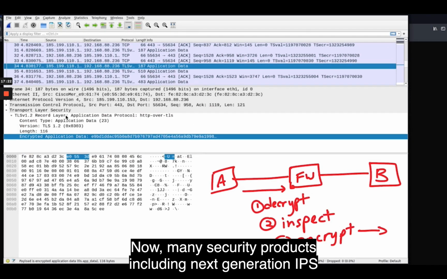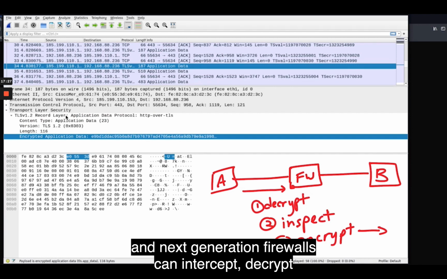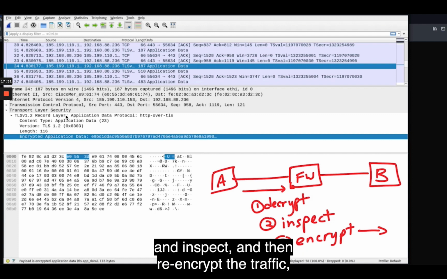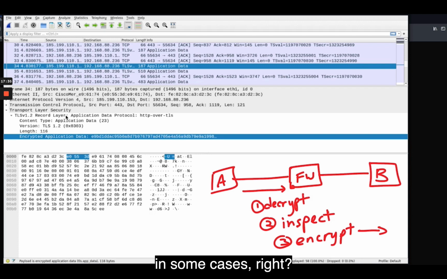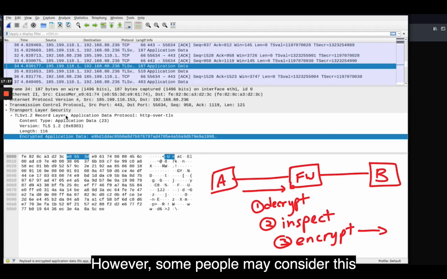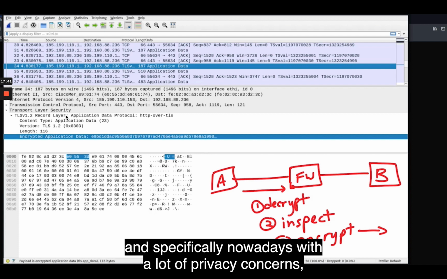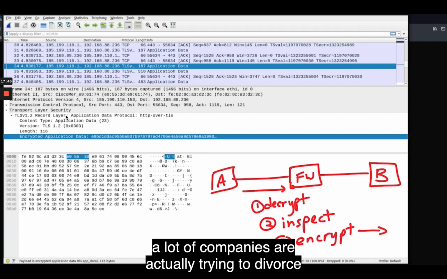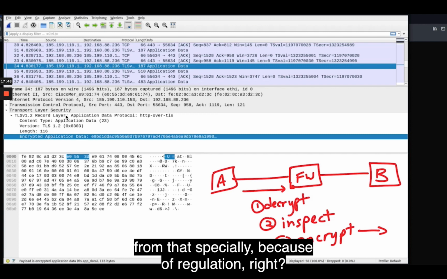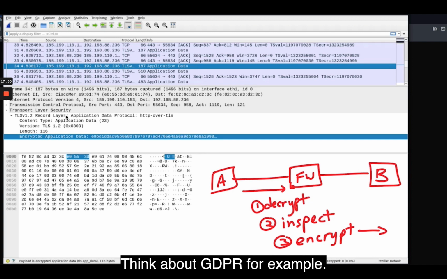Now, many security products, including next-generation IPS and next-generation firewalls, can intercept, decrypt, inspect, and then re-encrypt the traffic, even ignoring the encrypted traffic payloads in some cases, right? However, some people may consider this a man-in-the-middle attack, and nowadays, with a lot of privacy concerns, a lot of companies are actually trying to divorce from that, especially because of regulation, right? Think about GDPR, for example.